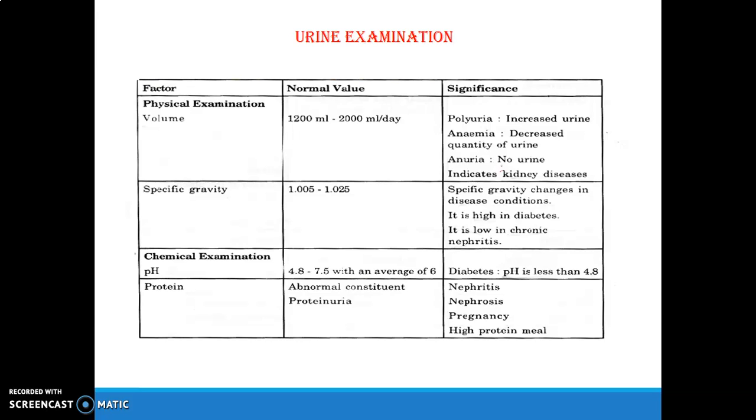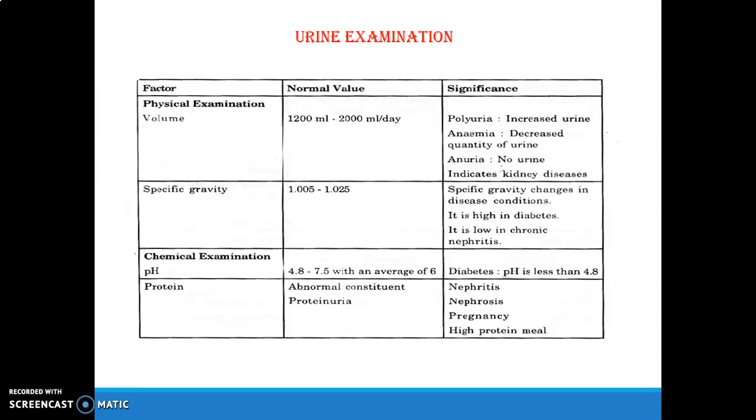The first factor is physical examination. In that, first is volume. The normal value is 1200 ml to 2000 ml per day. Significance: conditions like polyuria, that is increased urine, oliguria, decreased quantity of urine, and anuria, meaning no urine. If these conditions are observed, then it may indicate kidney disease. Then specific gravity, the normal value must be 1.005 to 1.025. Specific gravity changes in disease conditions. It is high in diabetes and low in chronic nephritis.